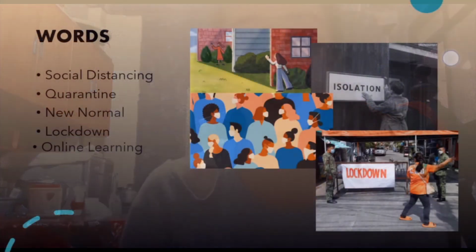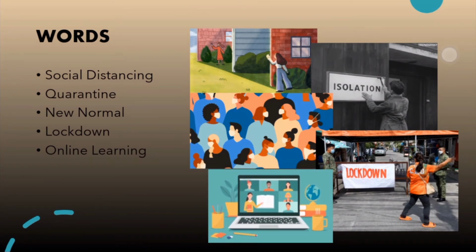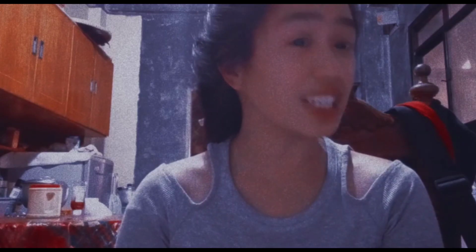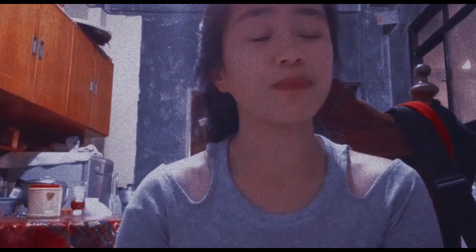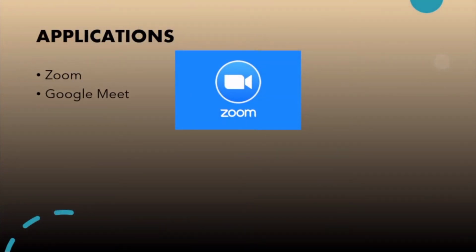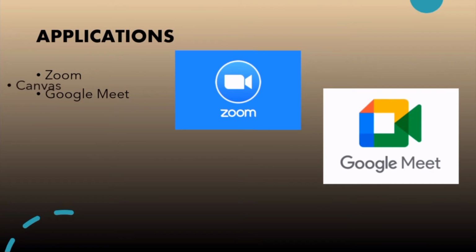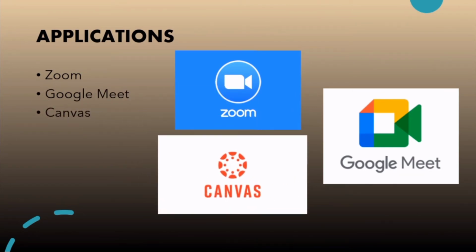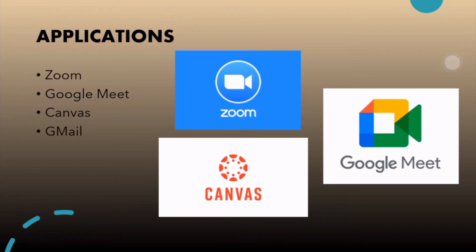Also, we have online learning. Online learning is the new method of our education as of today, wherein we use smartphones, computers, and laptops to learn and to avoid the spreading of the virus. We also have the applications we use, especially the students, learners, and teachers, like Zoom, Google Meet, Canvas, Gmail, and many more apps for our online meetings.